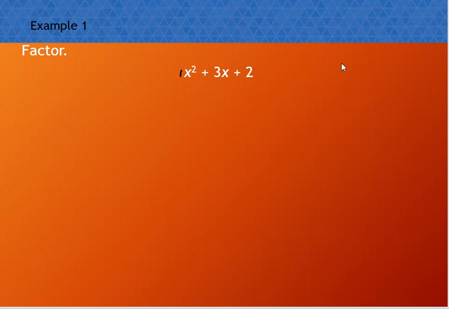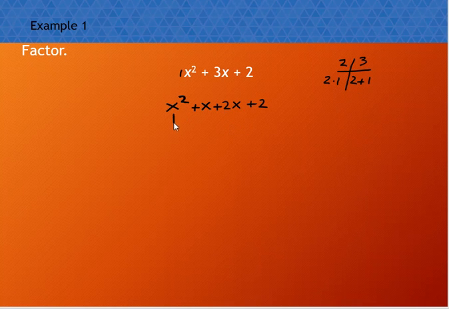So 1 times 2 is 2. So we need to find the factors of 2 that gives us 3. 2 times 1 is 2, and 2 plus 1 is 3. Since we're going to use method of grouping, we are going to rewrite 3x as 2x plus x, or you can say x plus 2x. Let's do it that way. x squared plus x plus 2x plus 2.